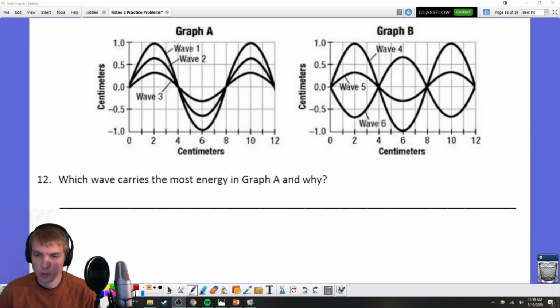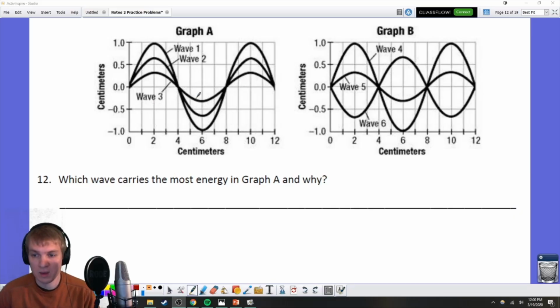Number 12 says, which wave carries the most energy in graph A and why? Well, you can kind of see that these waves have something in common for both graph A and graph B. And the thing that they have in common is that they all have the same wavelength. And you can see right here that the waves start at the same point, their midpoint is at the same point here, and then they also end at the midpoint here, and then this is the beginning of another wave. The only thing they have different is the height, and the term for that height is called amplitude.